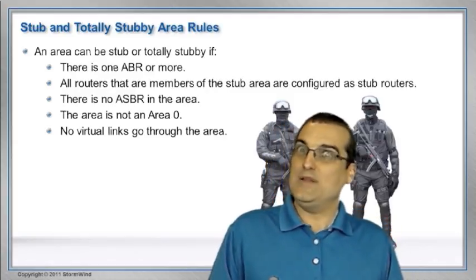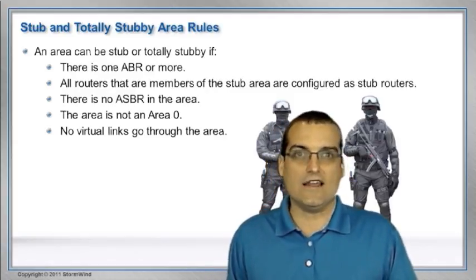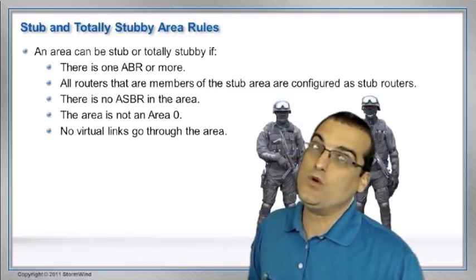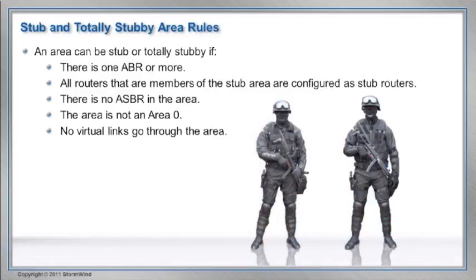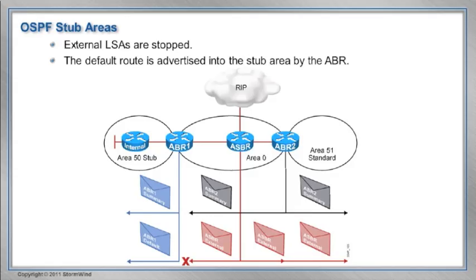You'd have to be creative yourself with tunneling because a virtual link would not be an option in that particular design scenario. So let's go ahead and jump in here. Let's talk about stub areas. What happens with the stub area?